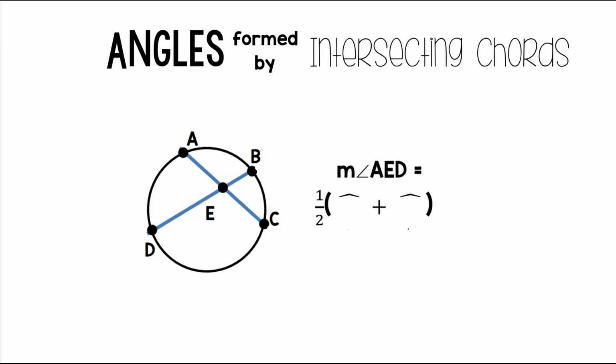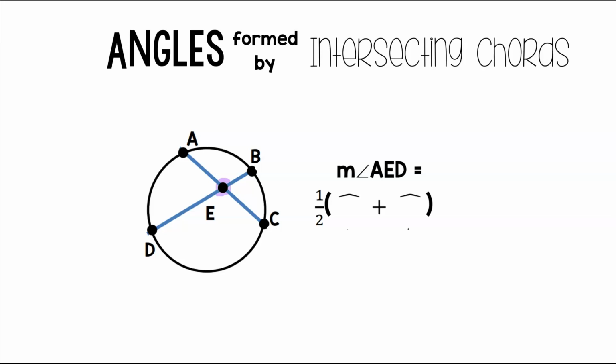This next lesson deals with angles that are neither inscribed nor central. These types of angles are formed by intersecting chords and are inside the circle but are not inscribed on the circle, meaning their vertex is not on the circle. If you look here at E, E is not the center and it is not on the circle, which means all these angles are inside but not inscribed.